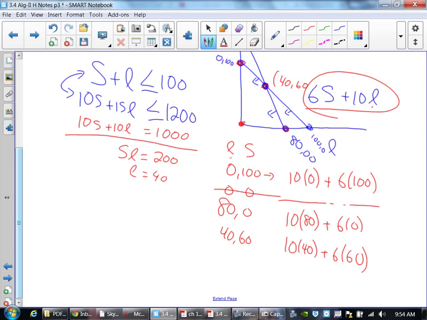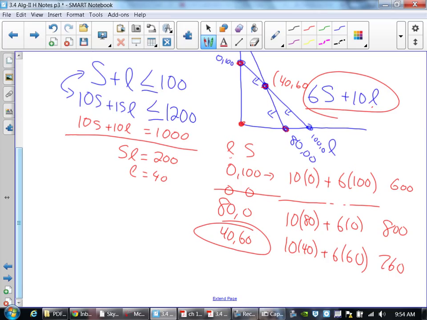So you make 600 on the first one. 800 here. 400 plus 360. 760. So you make 760 here. So if you sell 40 large baskets and 60 small baskets, that's how you would maximize your output and profit.